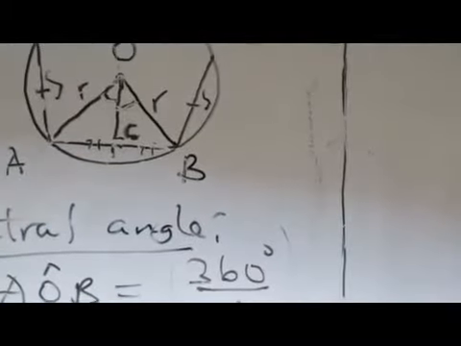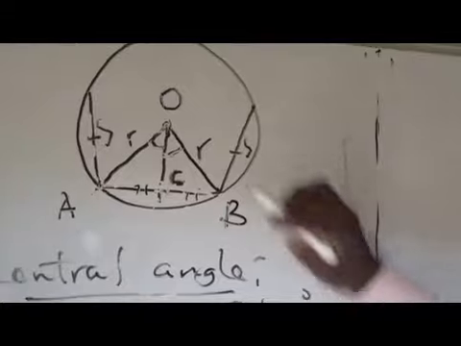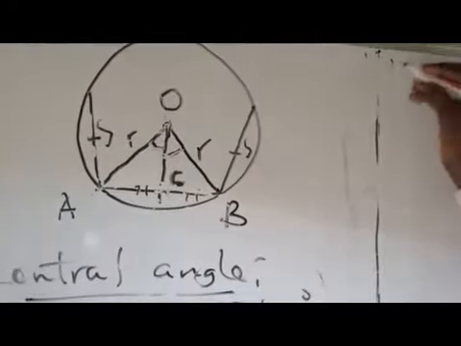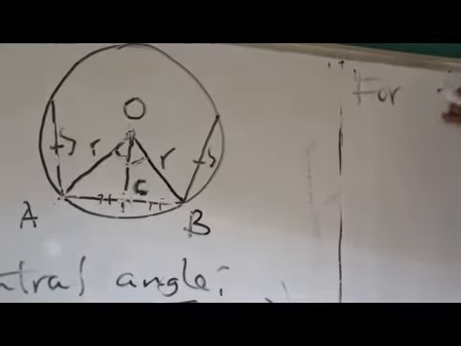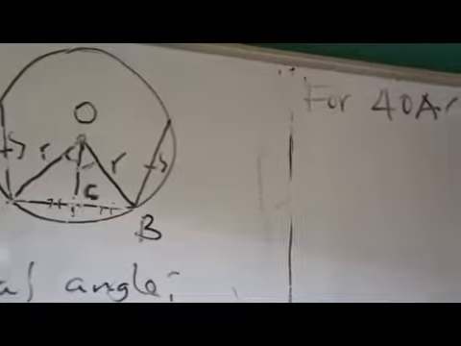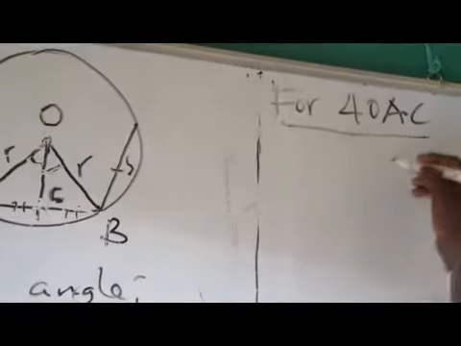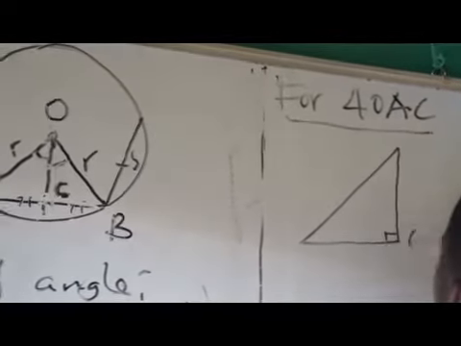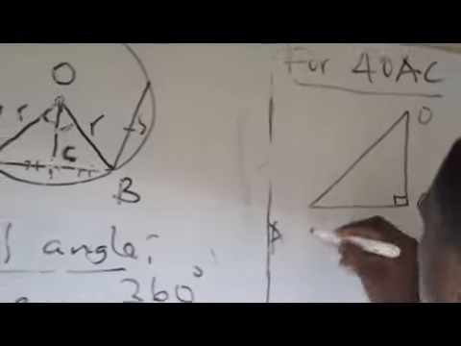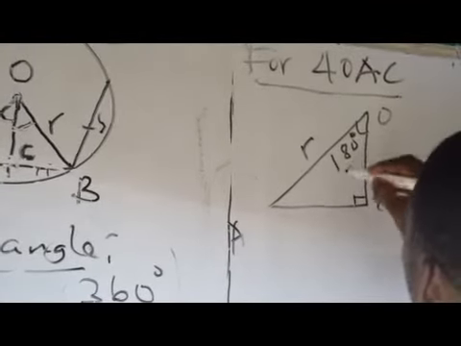So back to the diagram. Back to the diagram, students. Okay, so what next, students, is to extract the triangle OAC. So for triangle OAC, which is this one. Here is C, there O, here A. This one is R, and this angle is 180°/n.